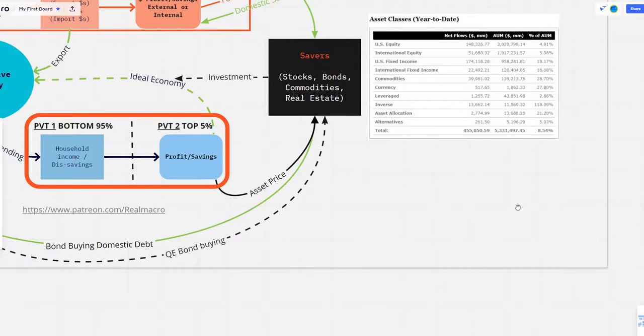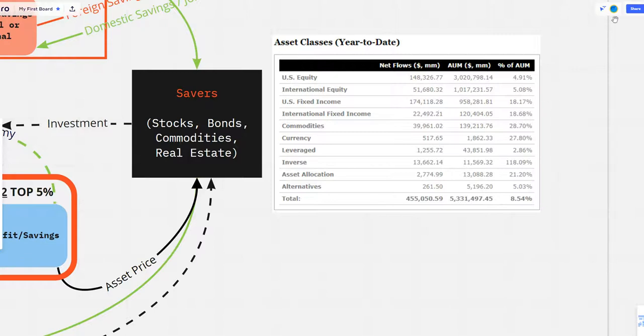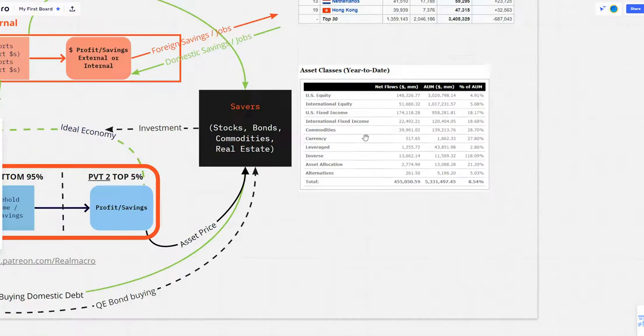Look what happened to asset prices. These are the inflows of cash into U.S. equities, international equities, fixed income, which is bonds, right? International fixed income, commodities, currencies, leveraged, inverse. Look at that. Up 8.54%. So do you see now what I'm saying, that profit savings equals asset price inflation? This money should be in the productive economy to create jobs, to restart the economy. Instead, it's going into stocks and bonds. It's insane, right?